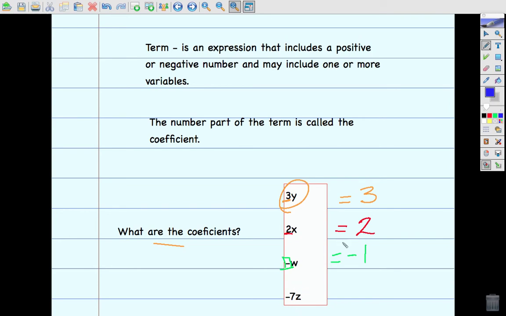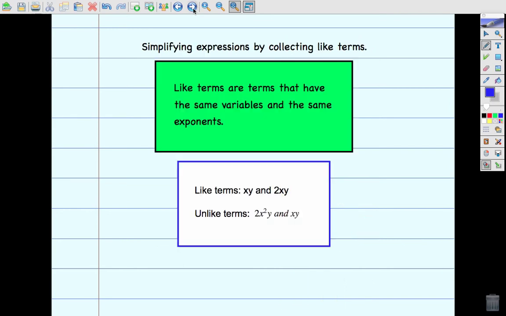So my pen does not want to mark on there. So negative 7 is going to be, it's beautiful. There we go. So negative 7 is my coefficient on negative 7z.